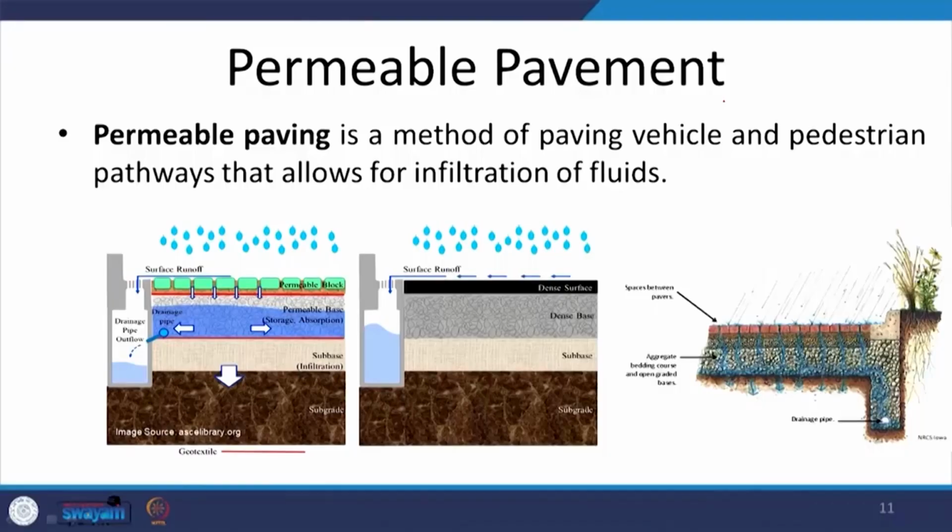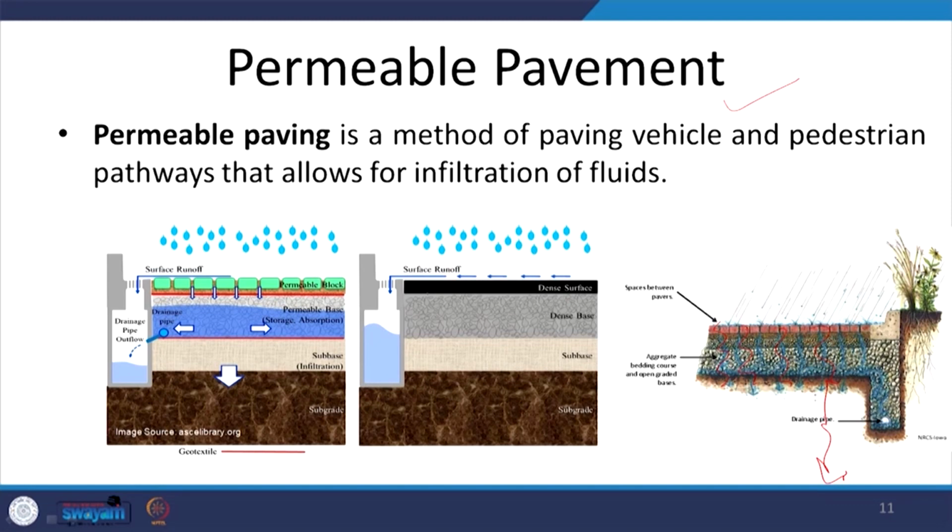So, the kind of strategies that we are looking at when we are talking about increasing the perviousness and reducing the runoff, these are some of the strategies which are commonly implemented when we are talking about development of a site for reducing the runoff. So, first is permeable pavement. We are talking about a pavement which allows percolation of water through it and into the ground.